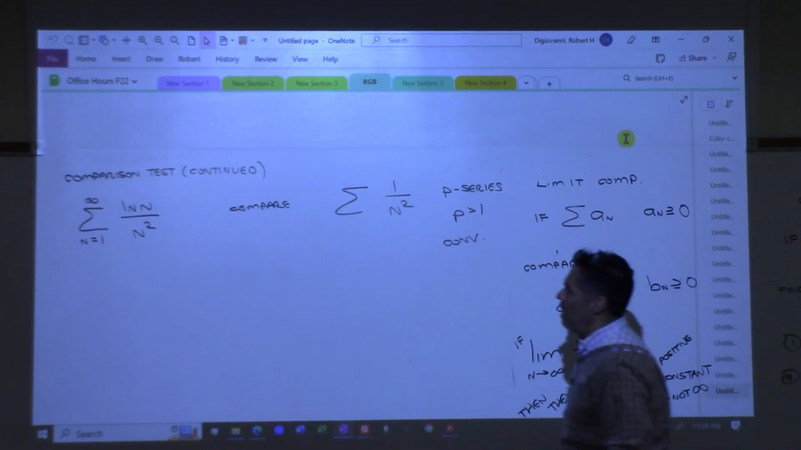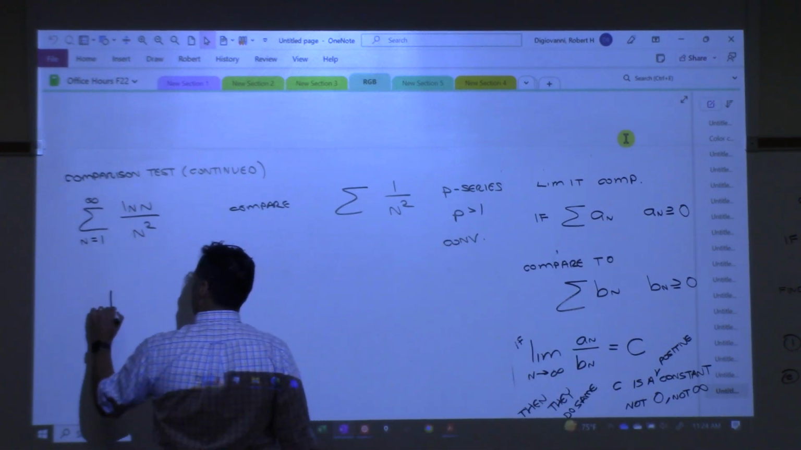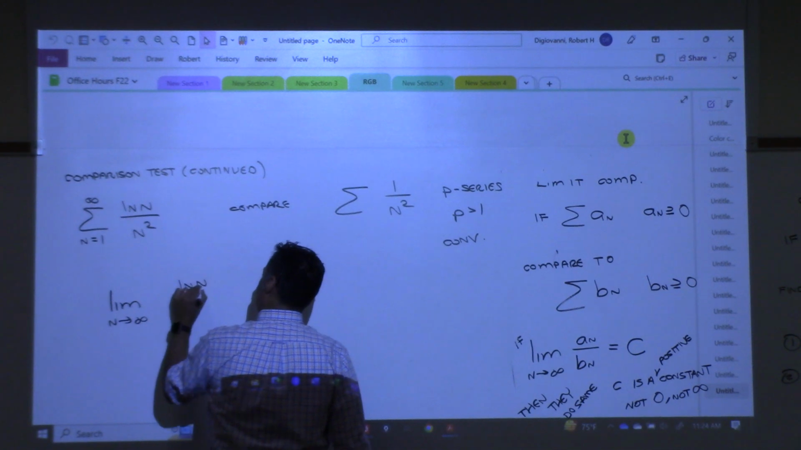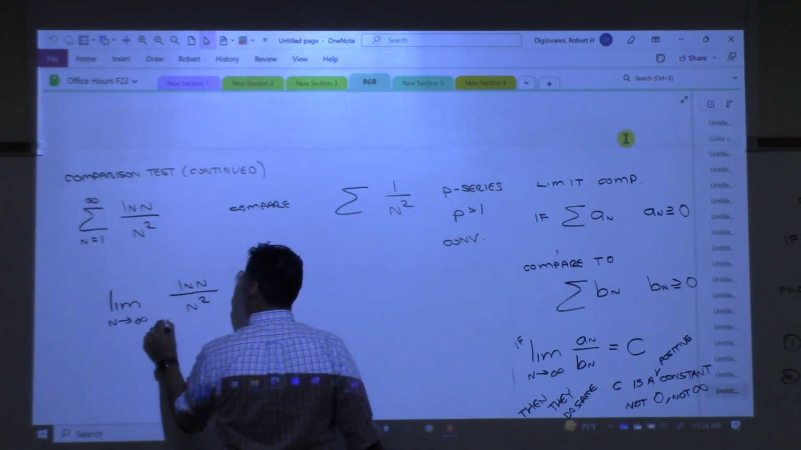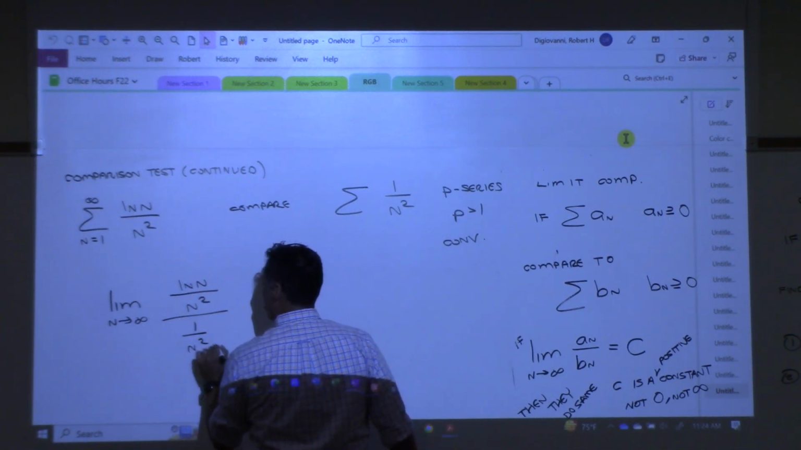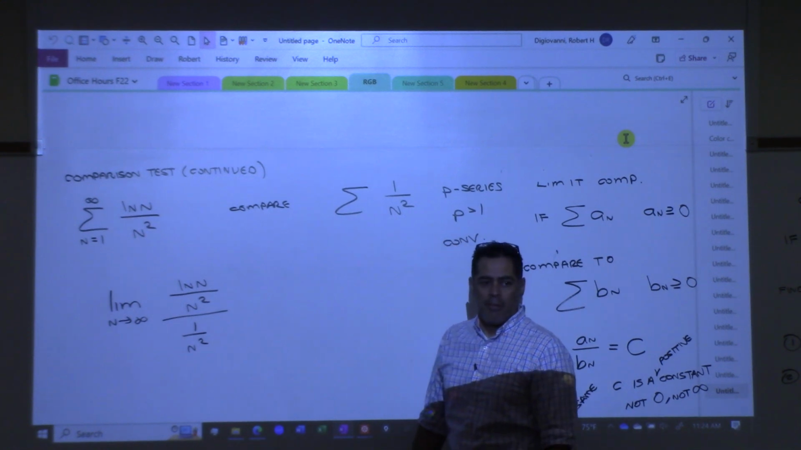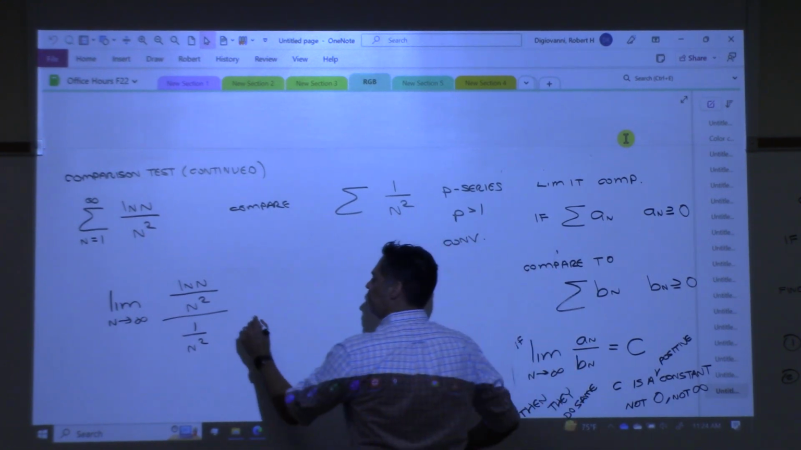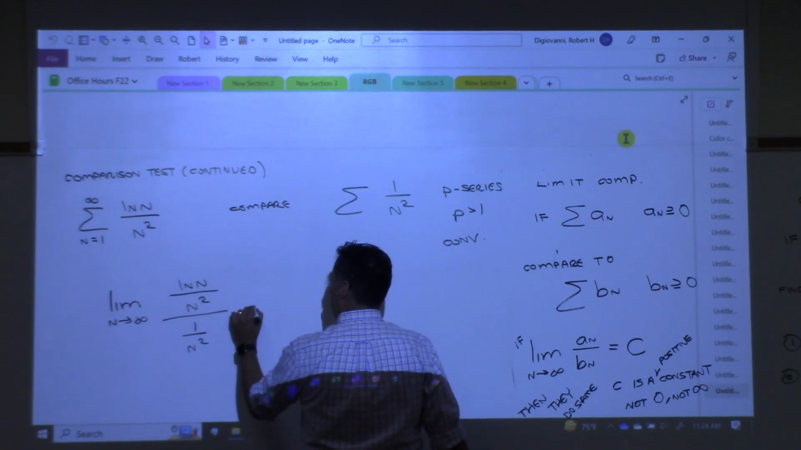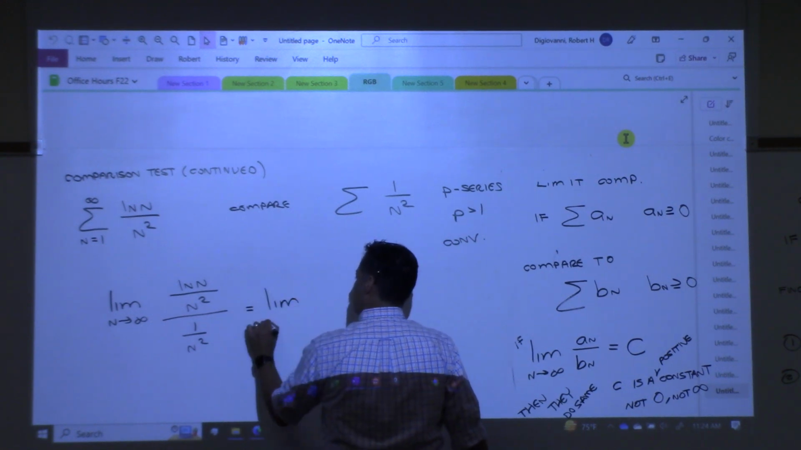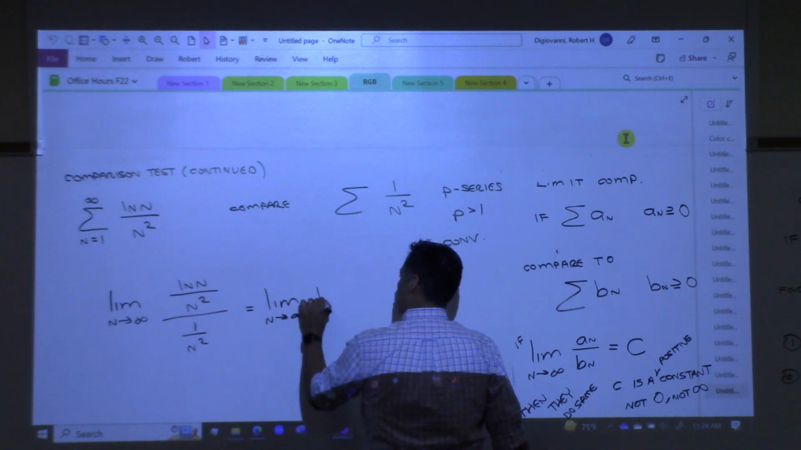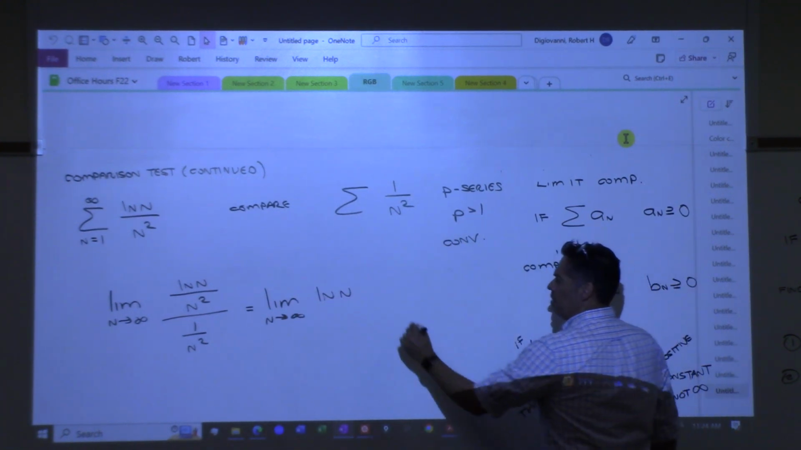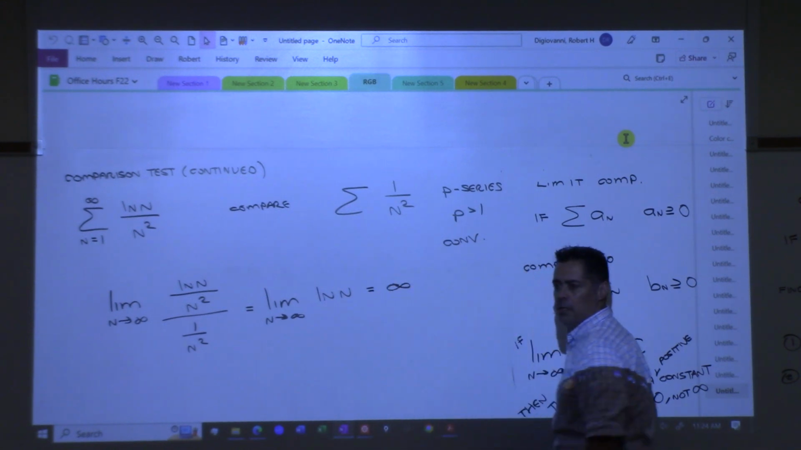Limit comparison. All right, so I'm going to use this test here. Take the limit, let n go to infinity, natural log n over n squared over 1 over n squared. So it's that sequence over that sequence. Now I'm going to flip. When I flip, what happens? The n squareds cancel, and all I'm left with is natural log n, right? And when you let n go to infinity there, you get infinity.